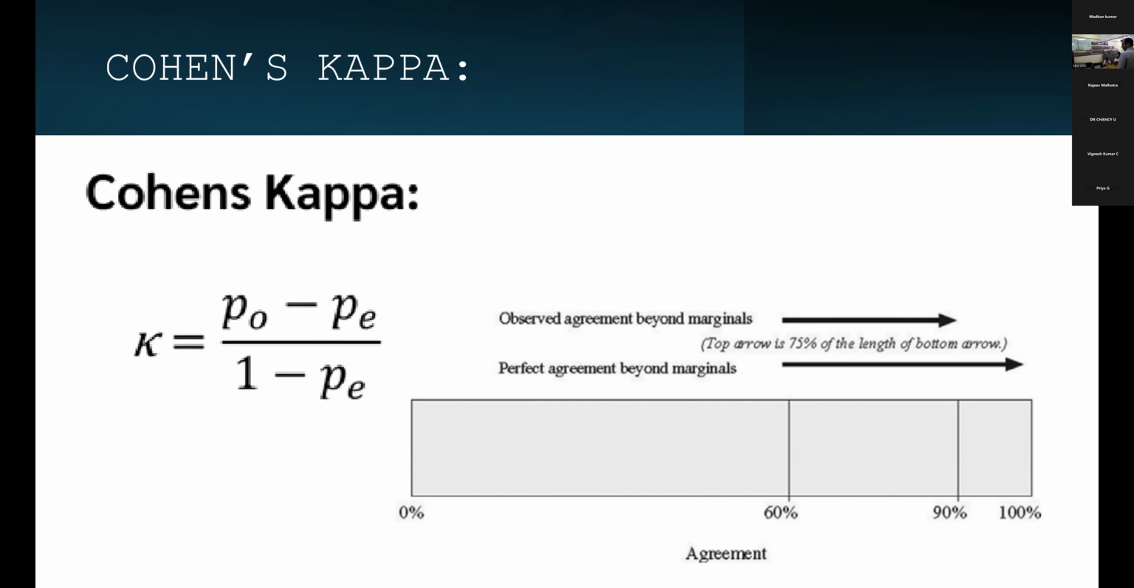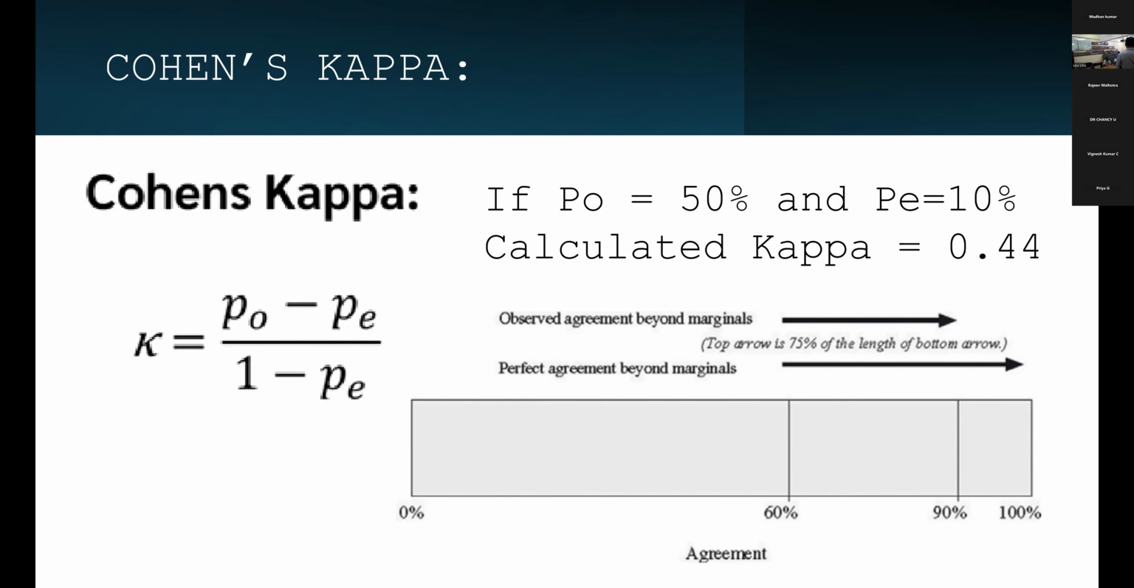So how can we apply that? Let's just use an example. If the observed is 50% and the estimated is 10%, what will the kappa be? 40 by 90, which will come to 0.44. Okay, so that's actually what kappa is telling you. It's telling you between the observed and estimate versus between perfect and estimate, how much is the ratio. So that's what Cohen's kappa tells us.